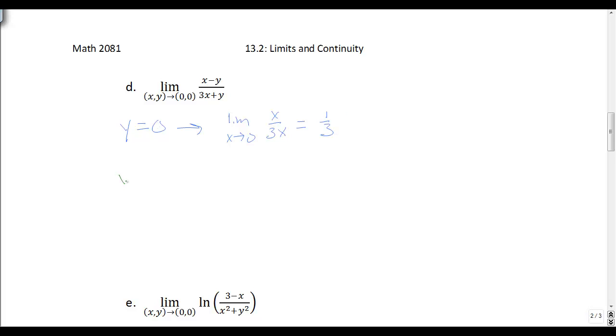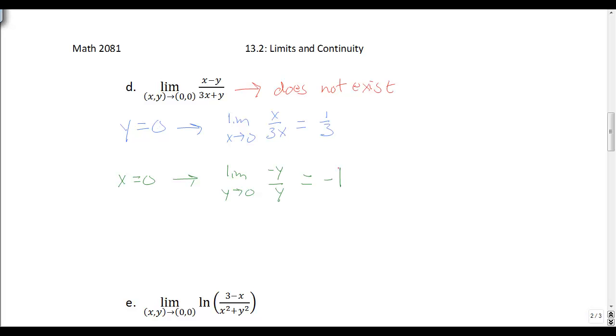Now, if I switch this up and use x equals 0, and plug x equals 0 into my original limit, it's going to turn into a limit as y goes to 0. Now the x's drop out, and I get negative y over y. That's going to be negative 1 for every y not equal to 0, so the limit's negative 1. Now again, I know the limit does not exist, and the reason for that is we got 2 values that just do not match here.